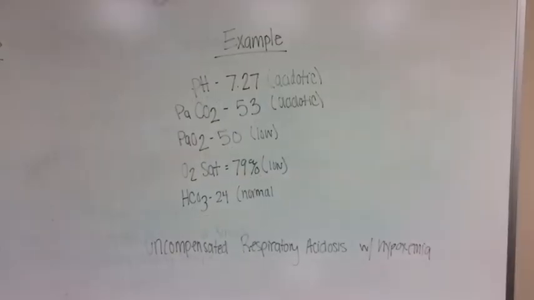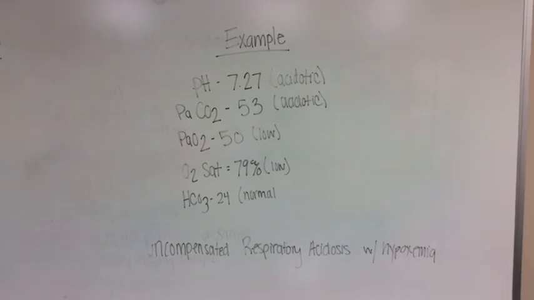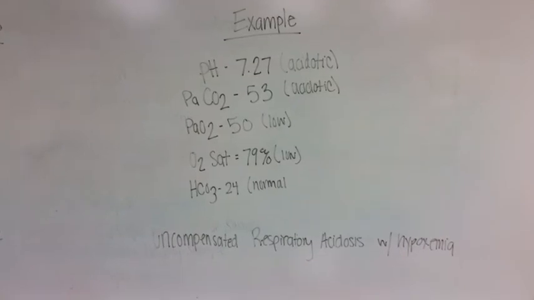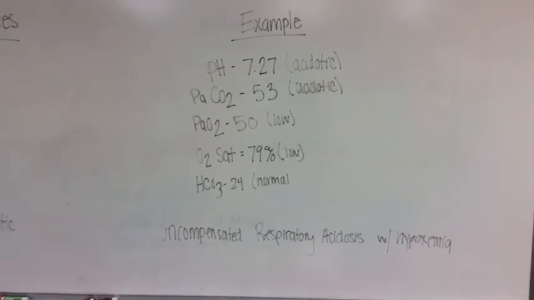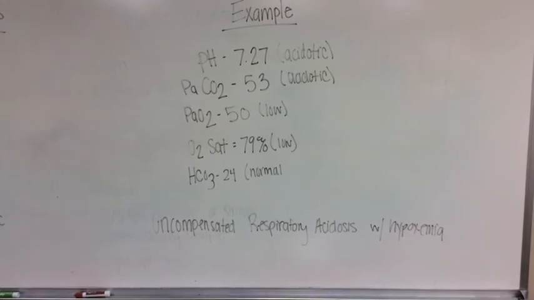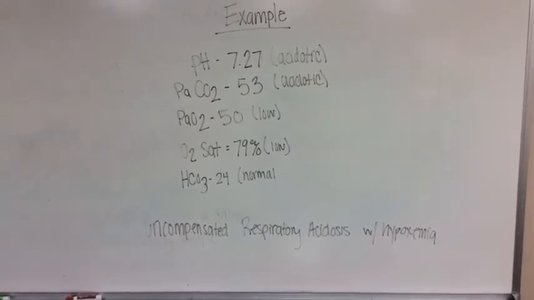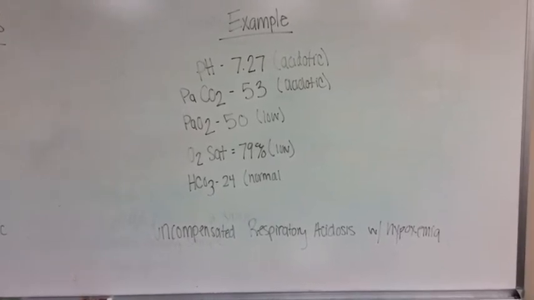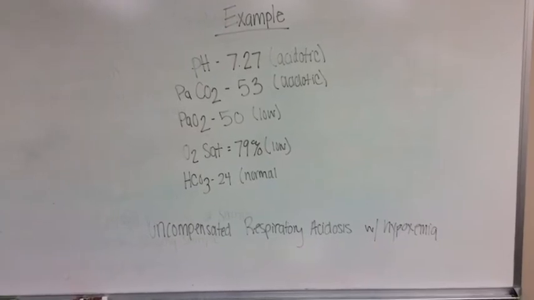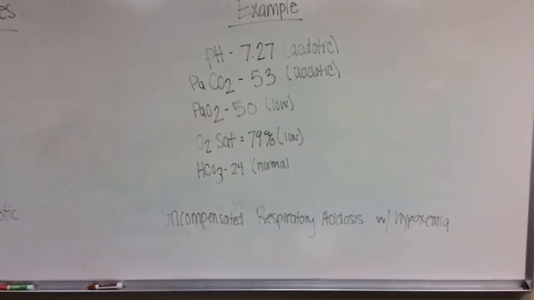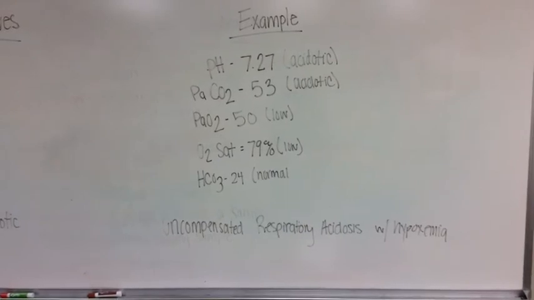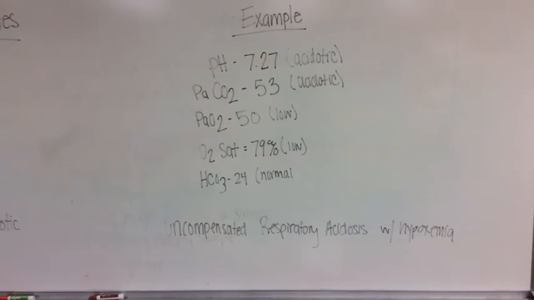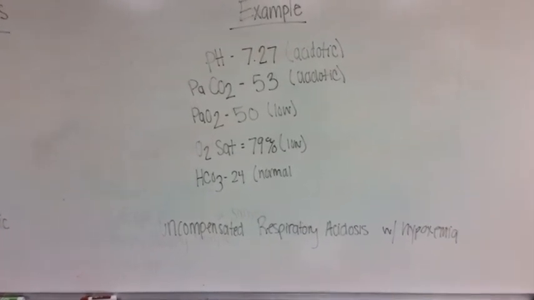So I have an example up on the board of an ABG. Your pH is 7.27, your CO2 is 53, your PaO2 is 50, your O2 saturation is 79, and your bicarb is 24. So 7.27 is on the lower end, so that would be considered acidotic. Your CO2 is on the higher end, which would be considered acidotic. Your O2 is 50, which is lower than 80 to 100, so that is considered low. Your O2 saturation is 79, which is low, and your bicarb is at a normal value.